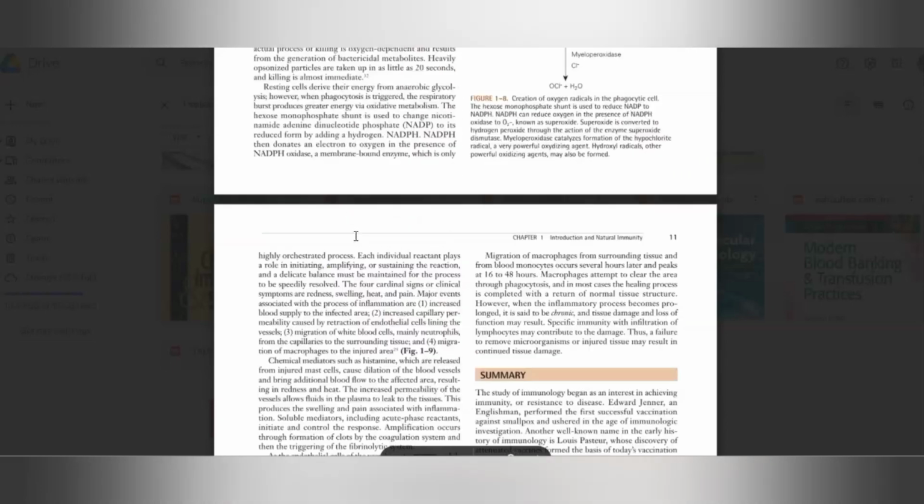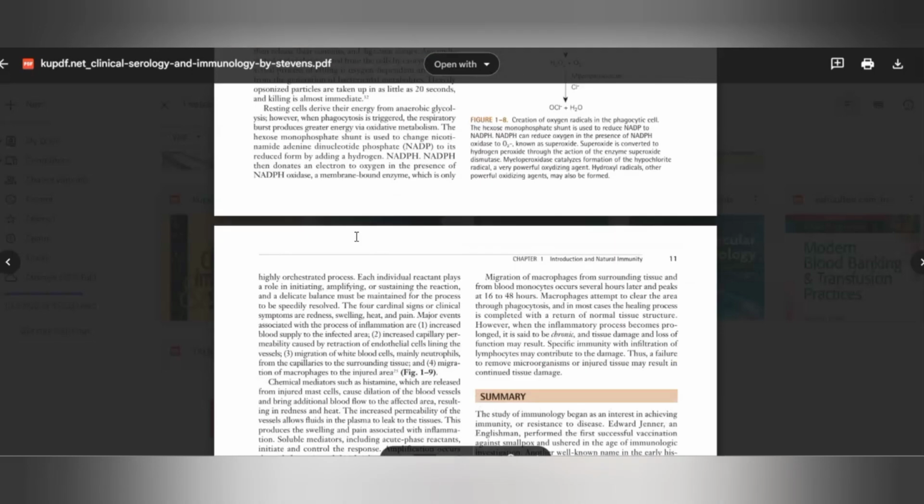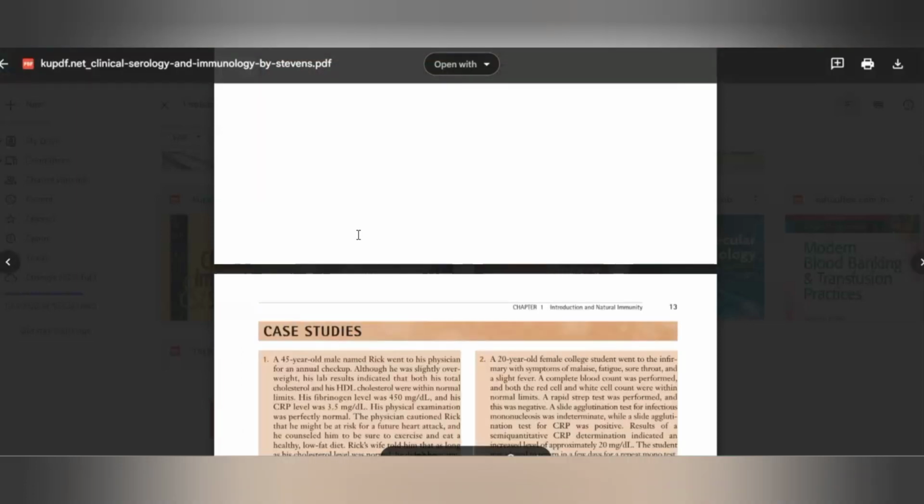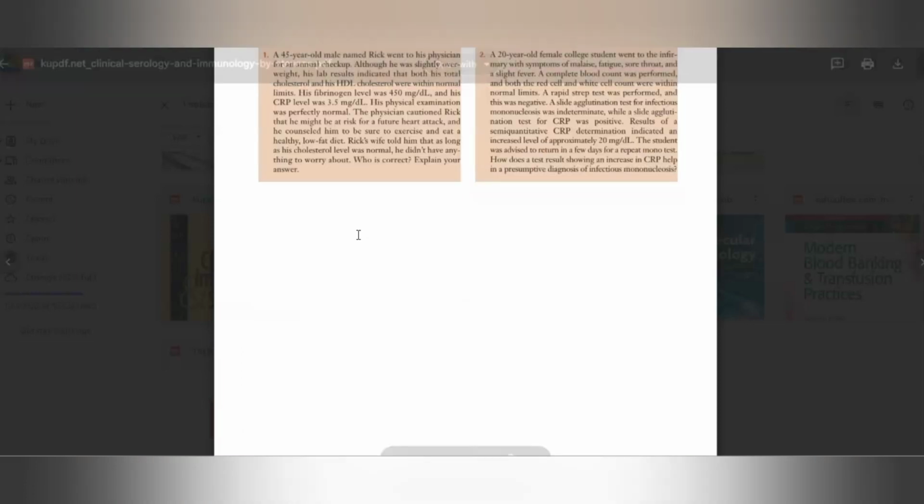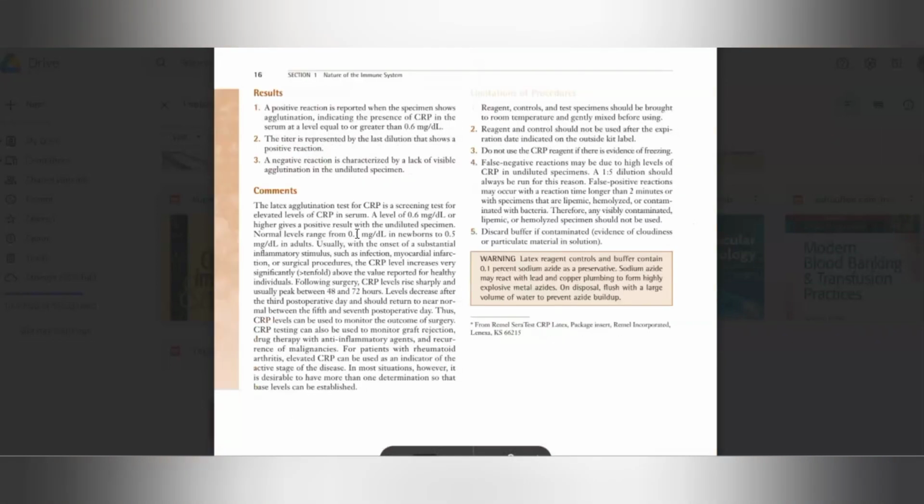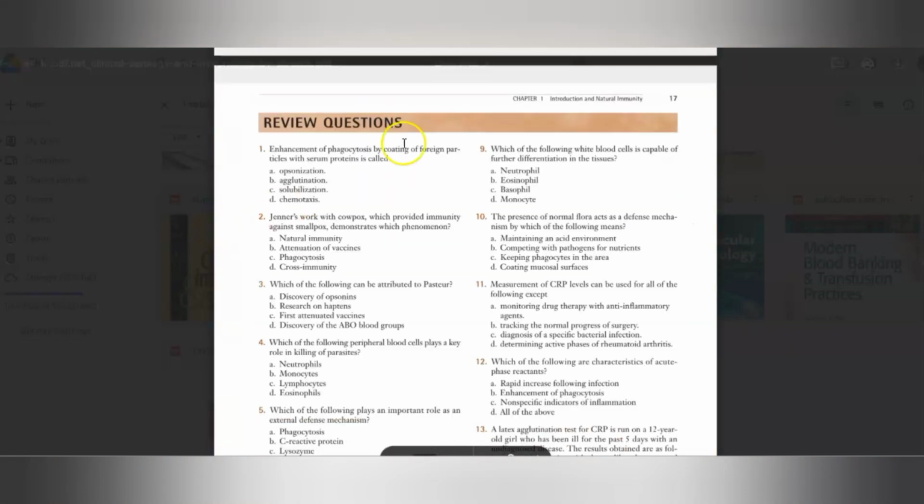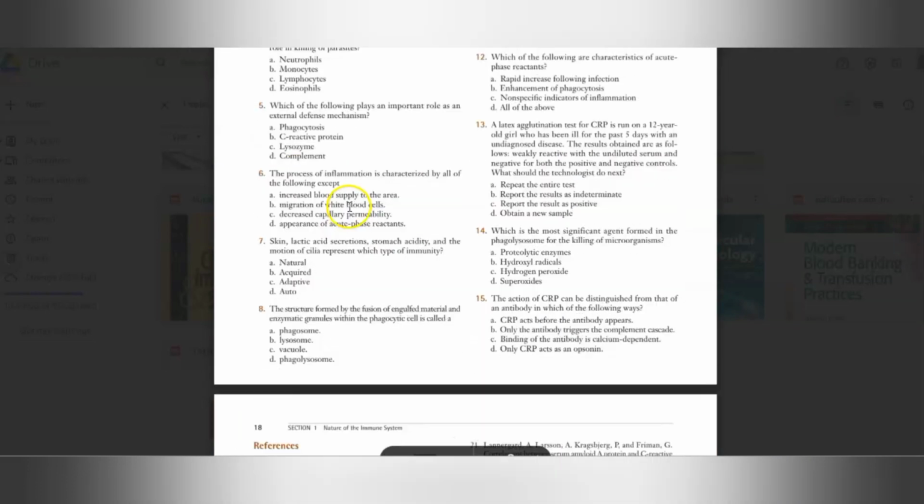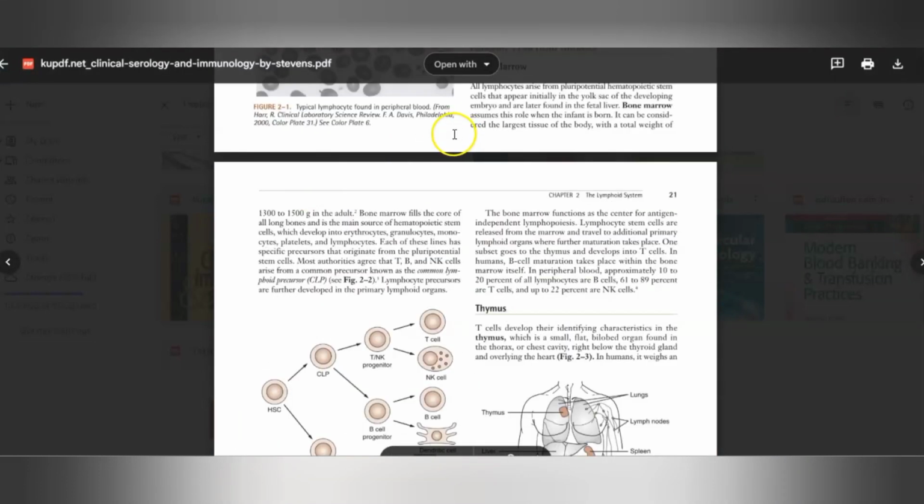It gives you even the basics of the immune system, the cells of the immune system, the terminologies. And another good thing about this book, it gives you case studies, and it gives you the answers to the case studies. After every topic, you also find review questions. You can go ahead and do these questions. This is a very good book. I found it to be very good.